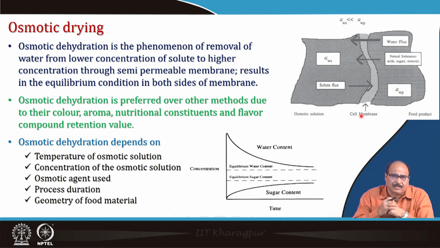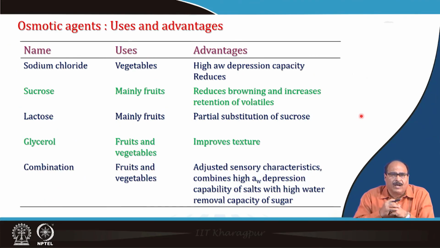So the whole osmotic dehydration process depends upon the temperature of the osmotic solution, concentration of the osmotic solution, osmotic agents, process duration, and geometry of the food material, whether it is in the form of a thin sheet, a cube, a thick cube, or fingers, etc. So these are some of the osmotic agents which can be used.